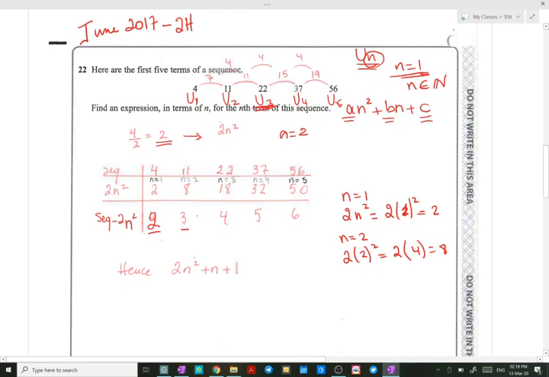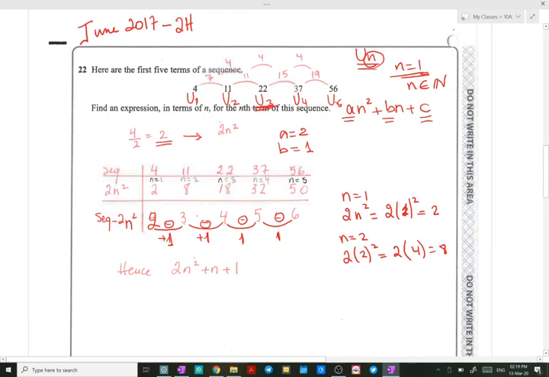Since these numbers are not the same, we have to do one more step: subtracting consecutive answers. 3 minus 2 is plus 1. 4 minus 3 is plus 1. 5 minus 4, and 6 minus 5. Since we have the same difference all over, we conclude that b is equal to 1.